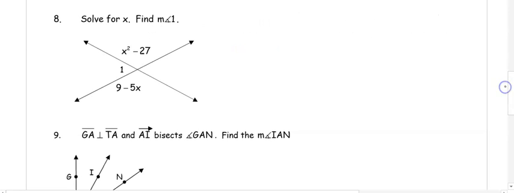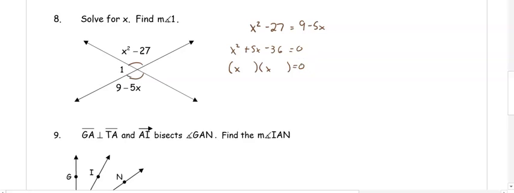In number 8, solve for x and find the measure of angle 1. Well, in this case, we know that vertical angles are congruent. So x squared minus 27 is equal to 9 minus 5x. We're going to move everything to the x squared side. So x squared plus 5x minus 36 equals 0. We need two numbers that multiply to negative 36 and add to 5. So that's going to be plus 9 and minus 4. We switch our signs. X is negative 9. X is 4. If we put 4 in, 4 squared minus 27 is a negative number, so that is out. So we are going to keep negative 9.